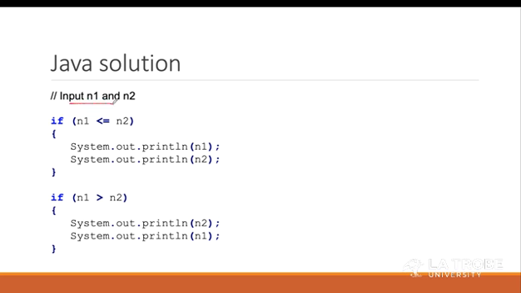So input n1 and n2, asking the user to input n1 and n2. If n1 is less than or equal to n2, print out n1 first because that's the smallest, and then print out n2.